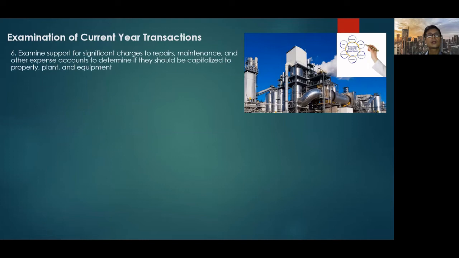And then number 6, support exam. This is also pertaining to the current year transactions, no? Examine support for significant changes to repairs, maintenance, and other expense accounts to determine if they should be capitalized to property, plant, and equipment. So especially pagka major repairs, no? Okay na, kumbaga humaba yung buhay, because of that renovation, kumbaga humaba yung buhay nung building, no? So naglagay sila ng annex. So hindi basta-basta ini-expense yun, no? So it should be capitalized.